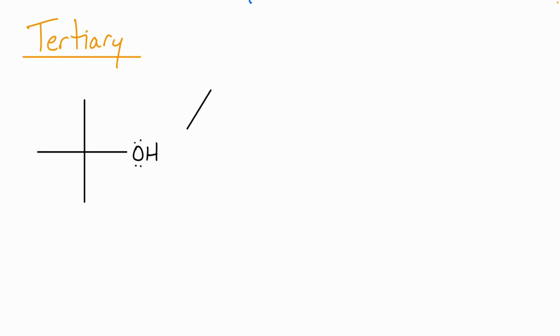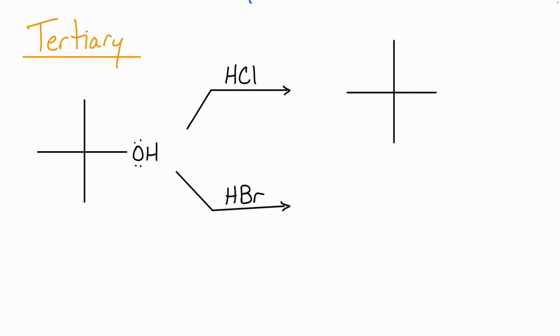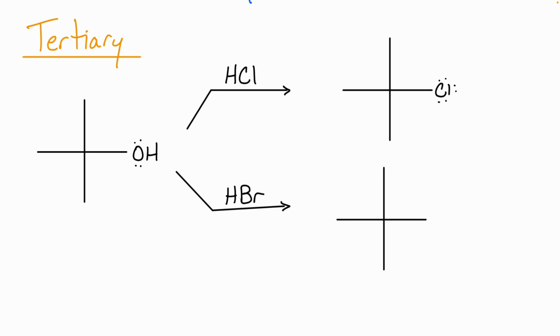All right, and these are actually the easiest to do. By easiest, I mean literally mix two things together, shake it up, and in 10 minutes you have a 100% yield kind of deal. Super cheap reagents. If we just use hydrochloric acid or hydrobromic acid, we will substitute off that hydroxyl group for those respective halogens. All right, so with hydrochloric acid, we would create an alkyl chloride. With hydrobromic acid, we would create an alkyl bromide.